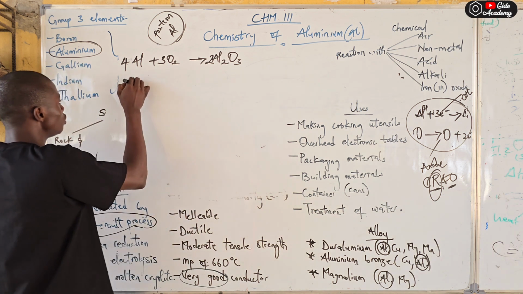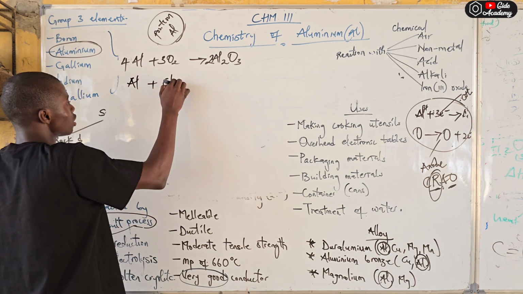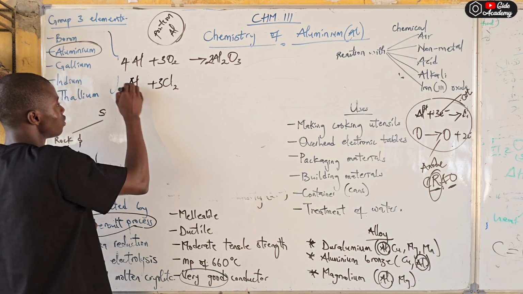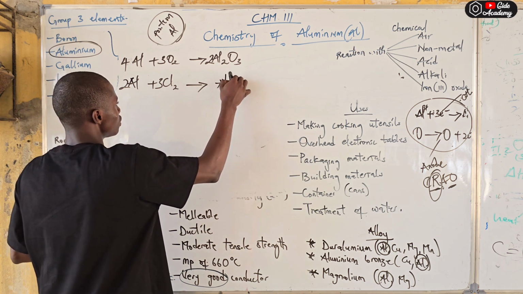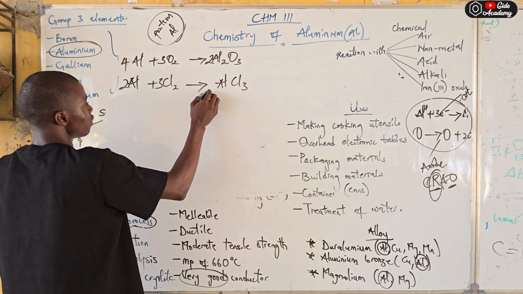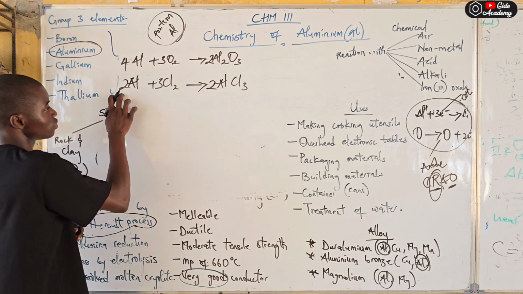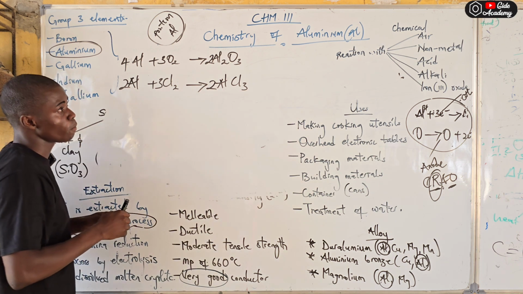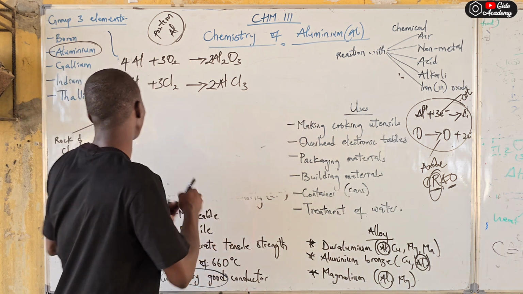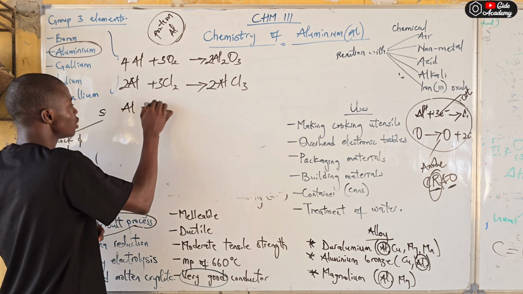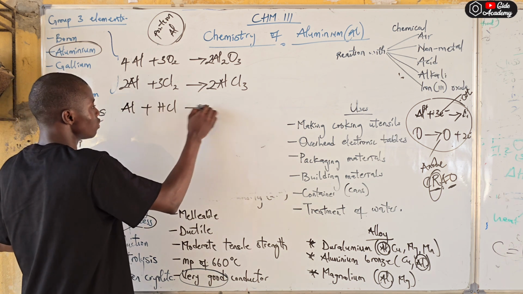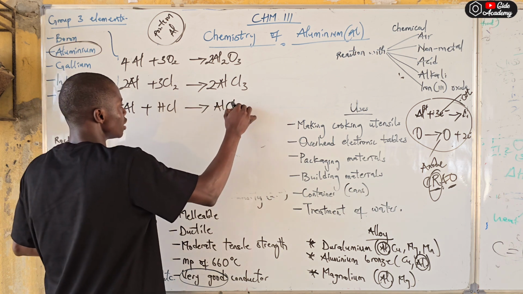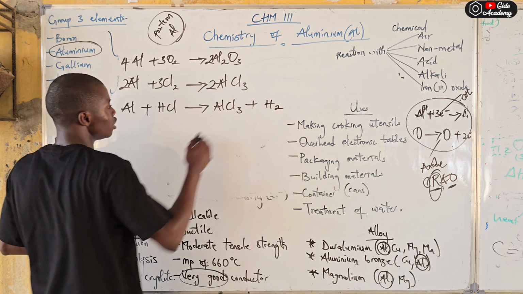Then let's react aluminium with a non-metal. Let's say chlorine. For this reaction to occur, we are going to have AlCl3. Let's confirm. Here should be 2. Yeah, it's balanced. Then for the next one again, we have aluminium reacting with HCl. If aluminium reacts with HCl, it's going to give us aluminium chloride plus what? Hydrogen gas will be liberated.